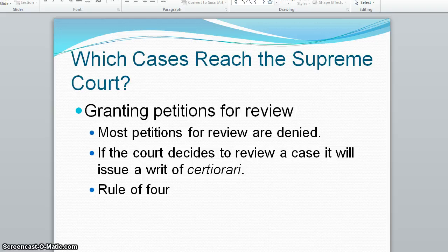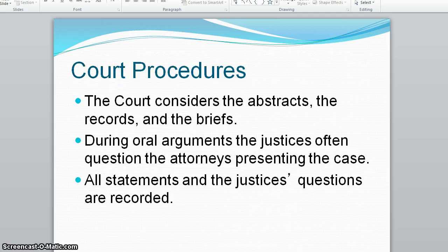The court accepts a case by granting a writ of certiorari, which requests the record from a lower court. At least four justices must agree that it is a case worthy of the court's attention. That's the rule of four. Only a small percentage of petitions are granted, as we mentioned.